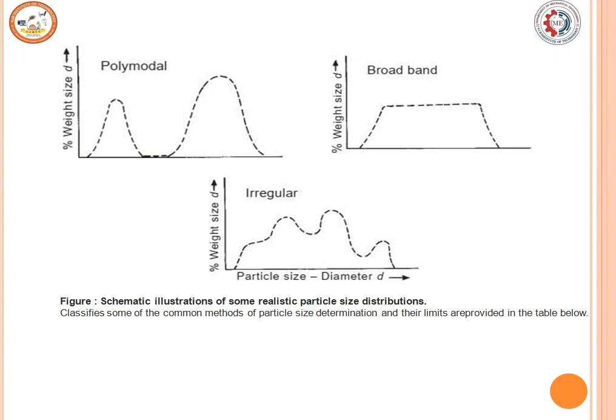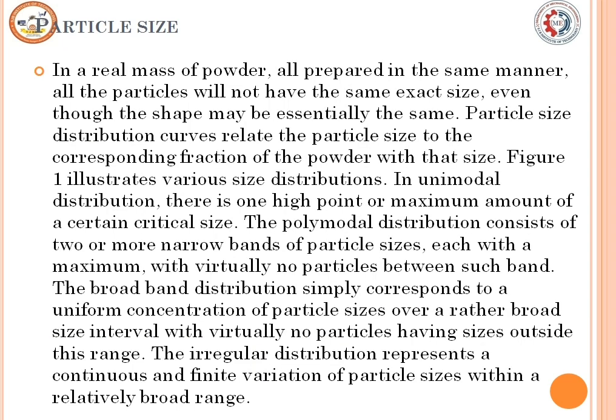In the previous slide we saw polymodal, broadband and irregular shapes, considering the weight percentage against particle size, diameter. So polymodal varies in a sinusoidal form, and if it is broadband you can see that up to a certain extent it is normal, afterwards the weight reduces. If it is irregular, the corresponding output is visible.